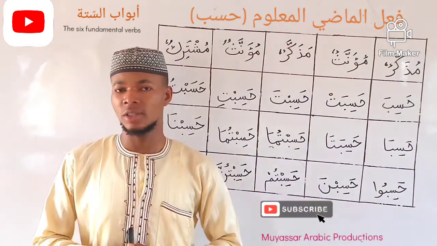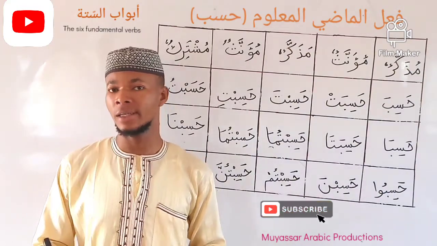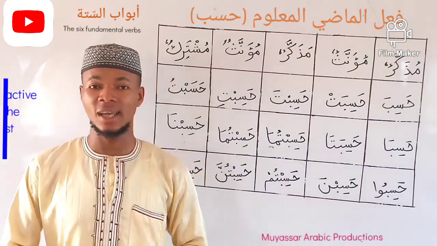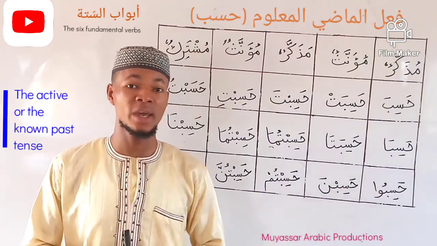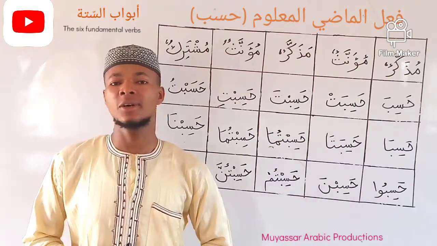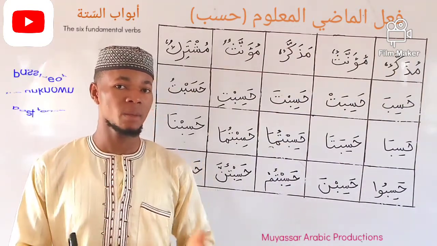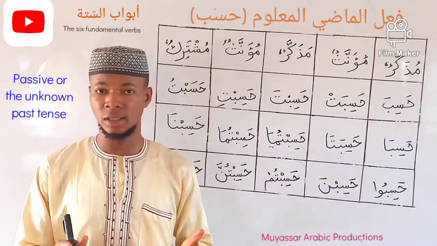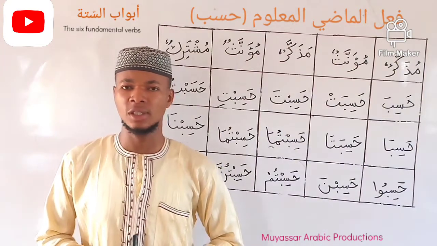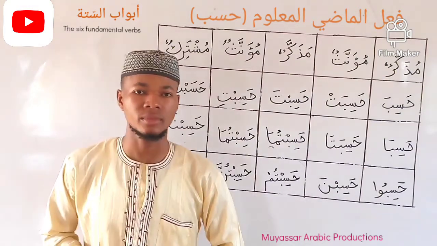Now, in Arabic language, the past tense, which is fi'l al-madi, is divided into two. We have fi'l al-madi al-ma'lum, meaning the active past tense, that is when the doer in such a verb will be known. Then the second type is fi'l al-madi al-majhul, that is the passive past tense, that is when the doer in the verb will not be known. Now, let's begin with the first one, which is fi'l al-madi al-ma'lum, the active past tense.